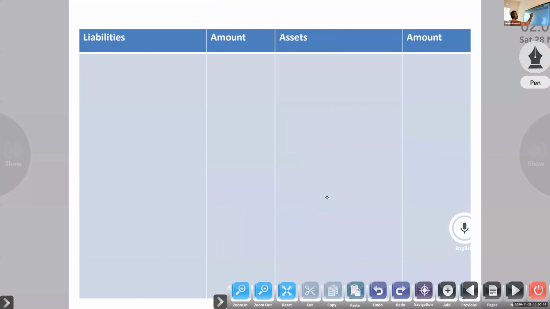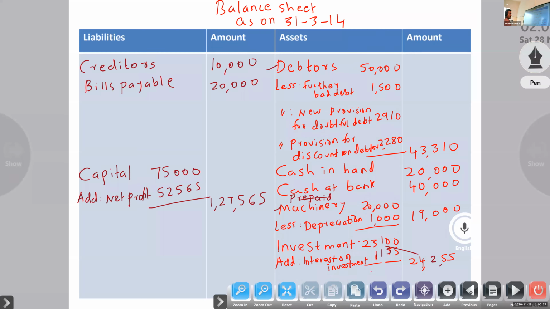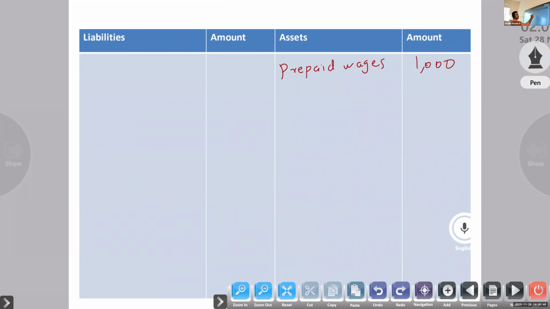Prepaid wages 1,000. Next, interest on investment, we already wrote. If you write it separately also, no problem. Next, closing stock. That is also an asset. Closing stock 10,000. Over.